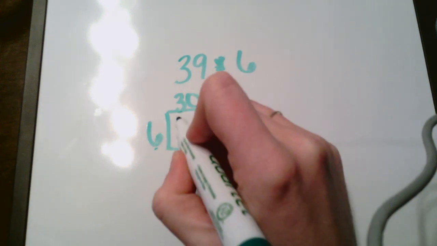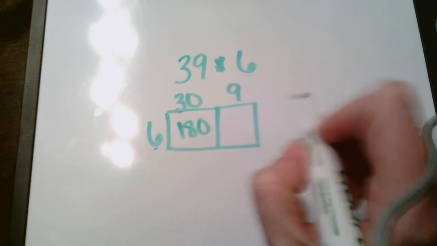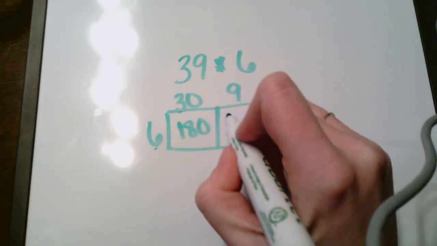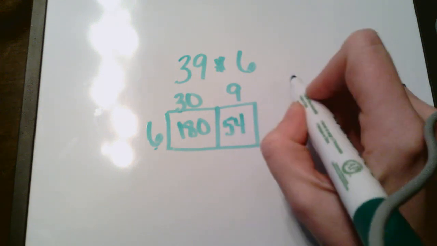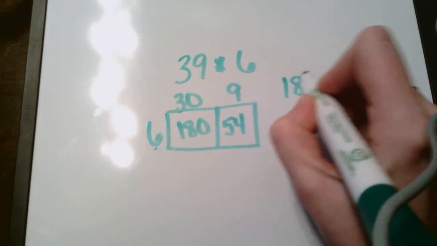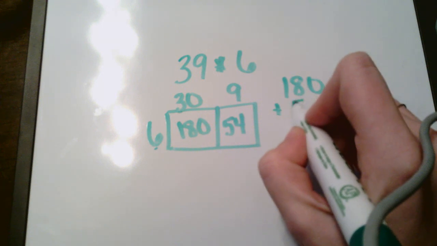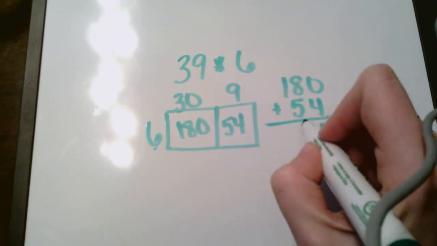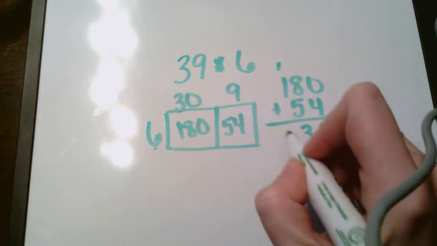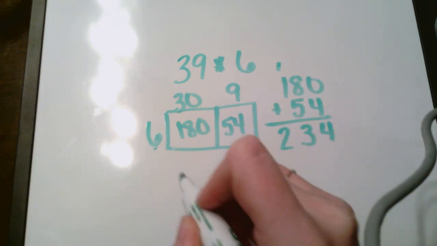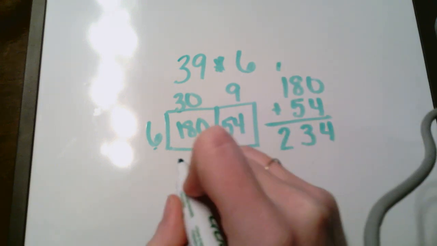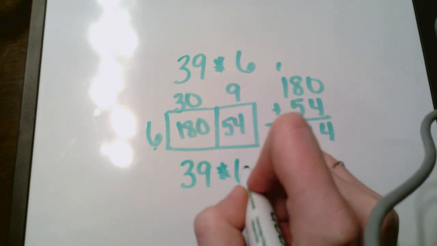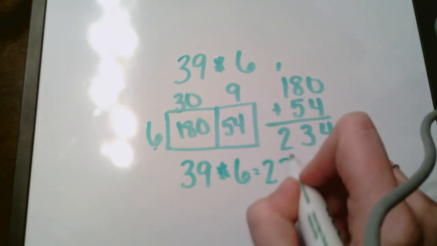So 6 times 3 is 18, with a 0 for 30, so we get 180. 6 times 9 is 54. And then I have to add them up. 180 plus 54 is 234. So now I know that 39 times 6 is 234.